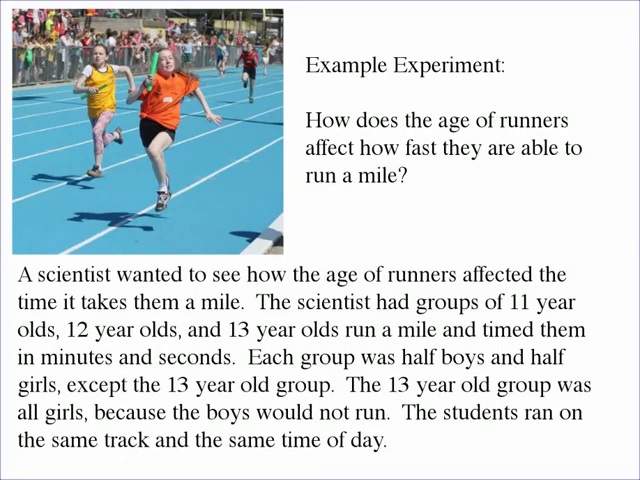So let's do one example together. Here's the example experiment that we'll go through to make sure that you understand how to do it, and then you can use this as a model to go back and answer the ones that you have to out of the book. How does the age of the runners affect how fast they're able to run the mile? A scientist wanted to see how the age of runners affected the time it takes them to run a mile. The scientists had groups of 11-year-olds, 12-year-olds, 13-year-olds run a mile and time them in minutes and seconds. Each group was half boys and half girls, except for the 13-year-old group. The 13-year-old group was all girls because the boys would not run. The students ran on the same track and on the same day.